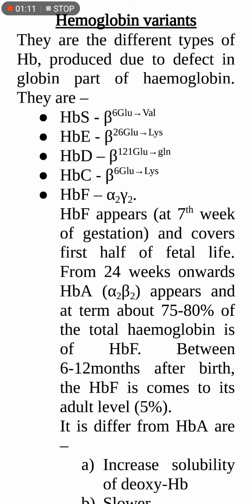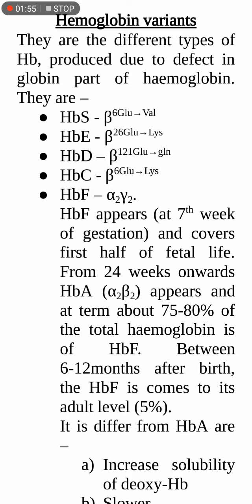Next, fetal hemoglobin. Fetal hemoglobin is composed of 2 alpha chains and 2 gamma chains, not the beta chain. Fetal hemoglobin appears at the 7th week of gestation and covers the first half of the fetal life. From 24 weeks of gestation, adult hemoglobin appears, that is composed of alpha 2 beta 2 chains, and ultimately at term about 75 to 80% of the total hemoglobin is fetal hemoglobin.